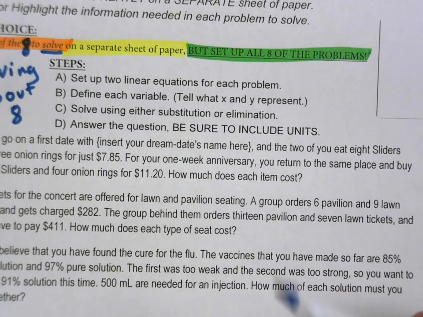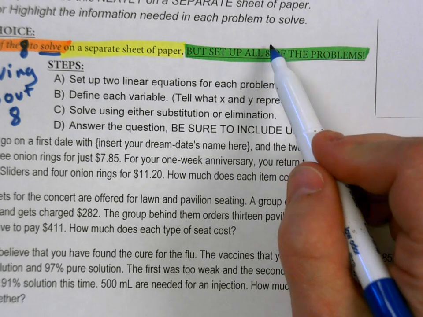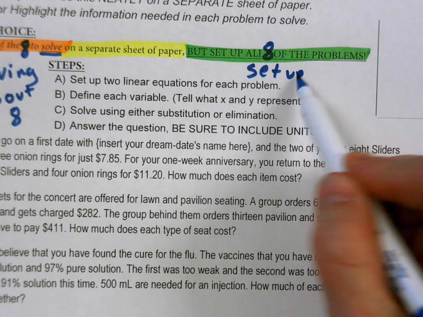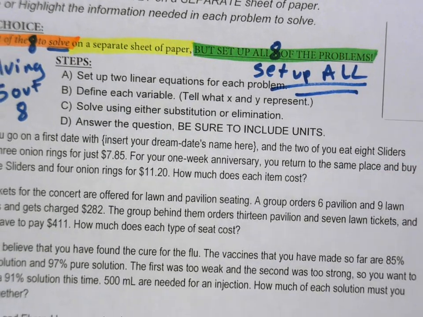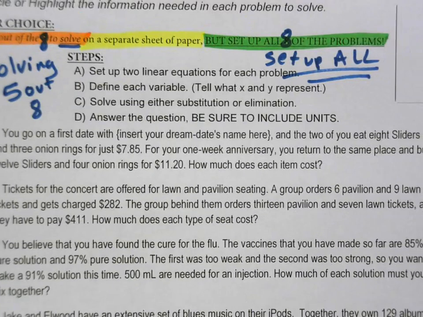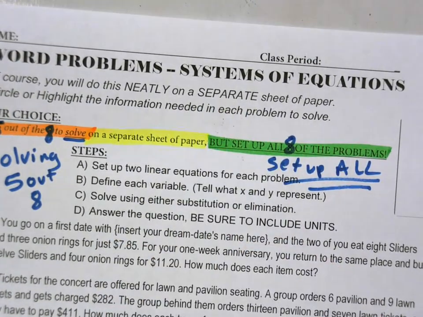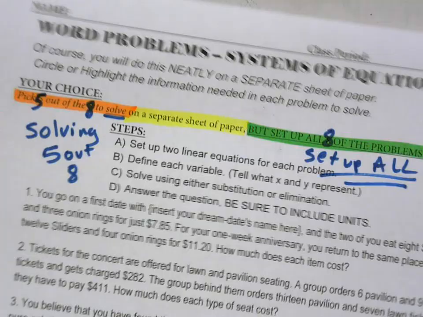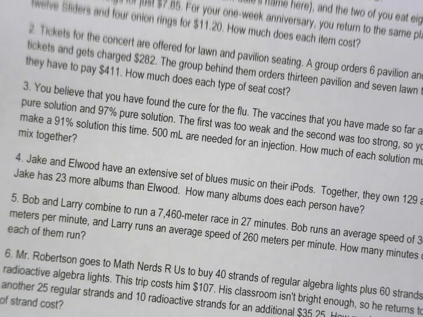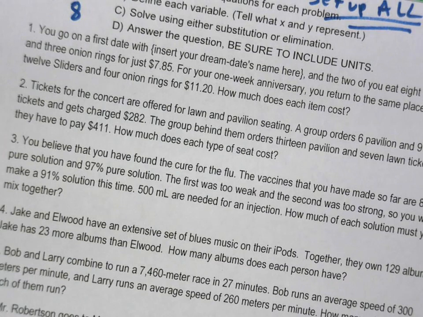I highlighted thinking it would be easier to see, but I don't think it is. You have to set up all 8 of them, but you only have to finish working out 5 of them. You can work together and get it done. You will need a separate piece of paper to set them up, because there is not room on here. There are just the word problems on this page. You can try to use the back, but that's not a lot of room for the work you're going to need.